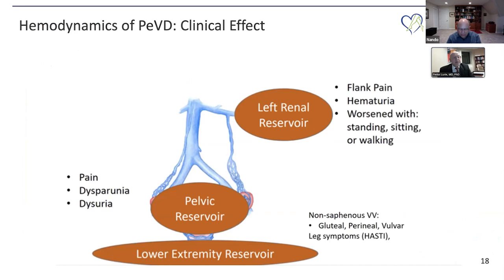The clinical symptoms of pelvic venous disorders are related to the venous reservoirs that are affected. Left renal vein reservoir yields flank pain and hematuria, which are worsened with standing, sitting, or walking. When the pelvic reservoir is involved, there is pain, dyspareunia, and dysuria. When the lower extremity reservoir is affected, you see non-saphenous varicose veins and leg symptoms.